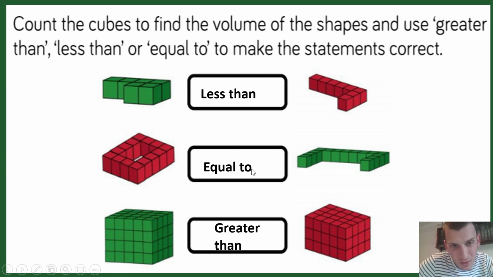Now this one, both of them are 14 centimeters cubed. So this shape's volume is equal to this shape's volume. Then the last one is this one. This one is 80 centimeters cubed, whereas this one's 60 centimeters cubed. So 80 centimeters cubed is greater than 60 centimeters cubed. So everyone, well done there. What you were doing is really important because you were 1, finding out the volume, and 2, being able to compare them, which is fantastic.